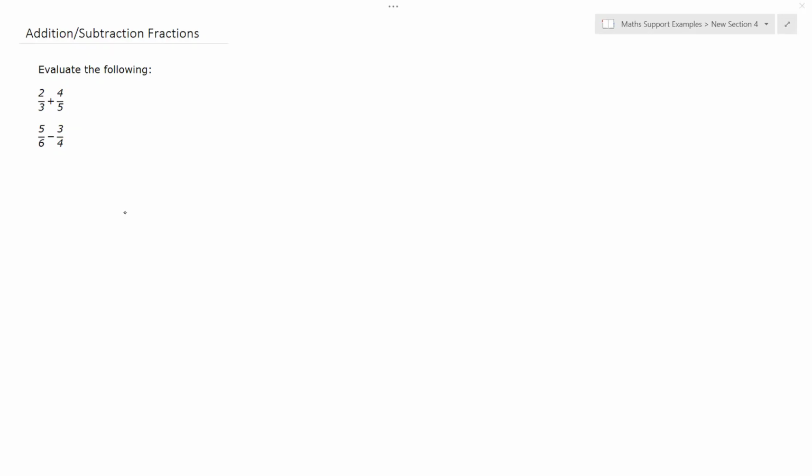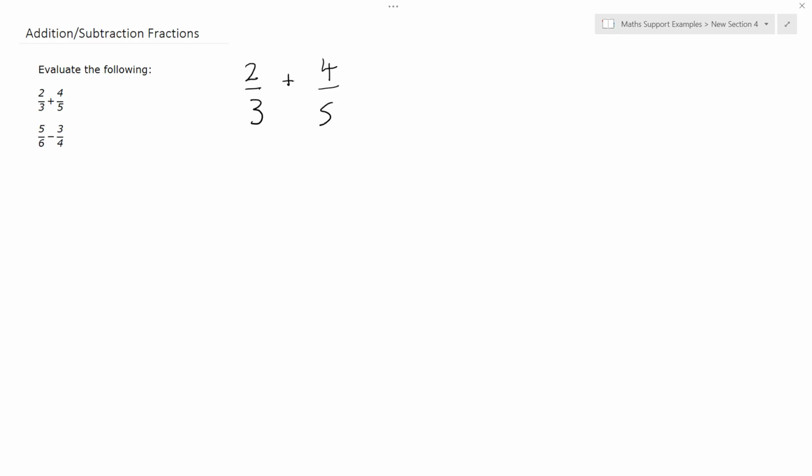In this example, we've been asked to evaluate the following addition of two fractions and subtraction of two fractions. Let's start off with the addition. We have 2/3 plus 4/5. Now to add two fractions, we need to get the common denominator.